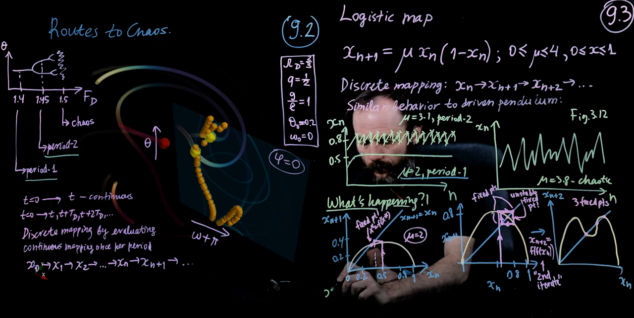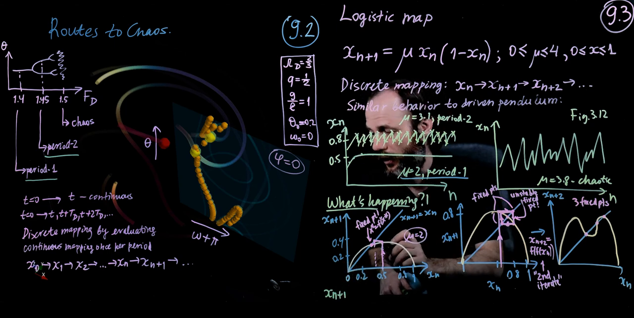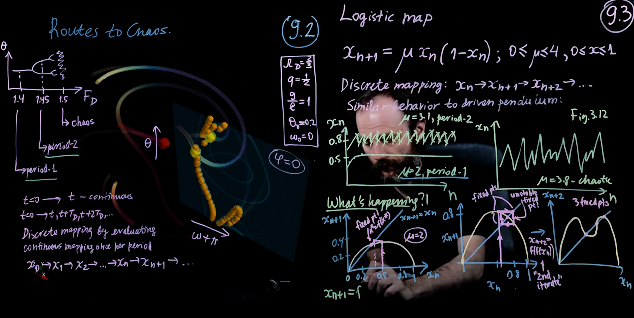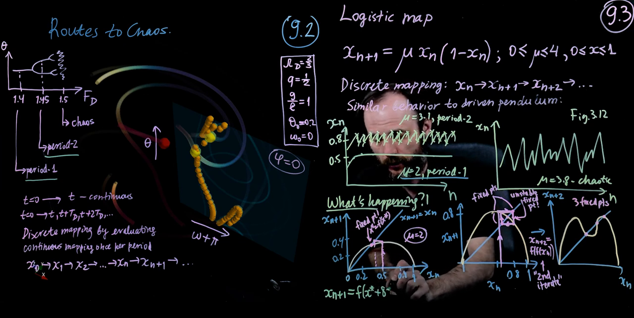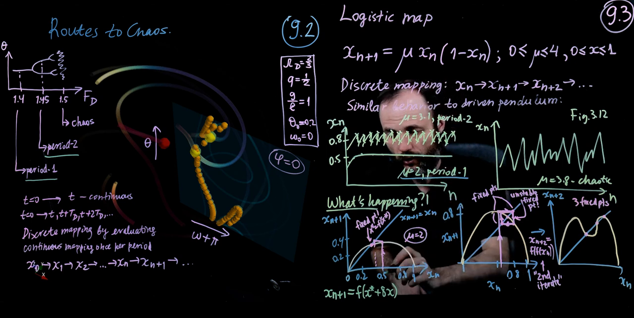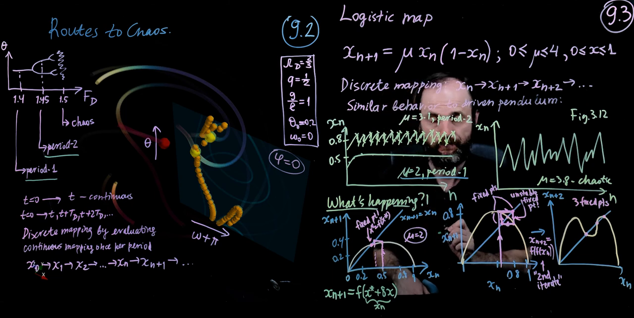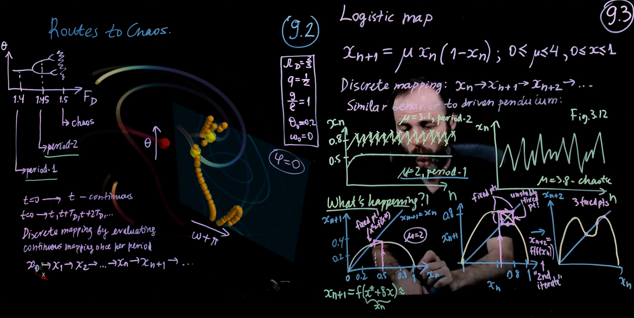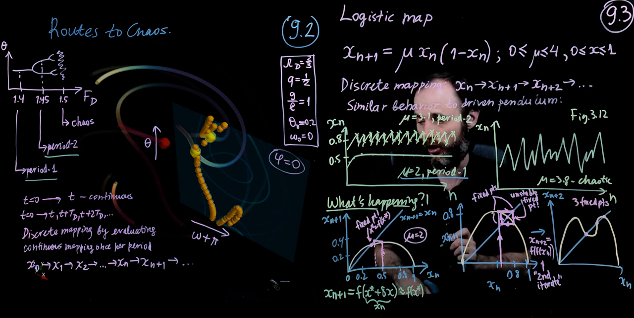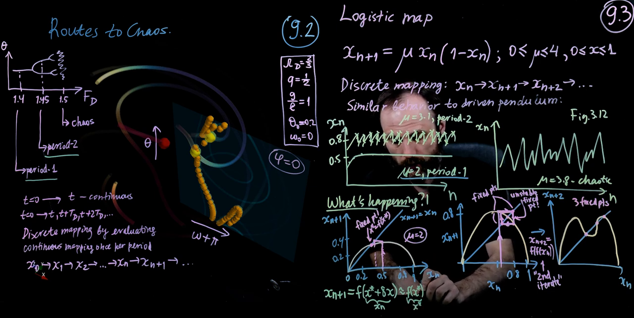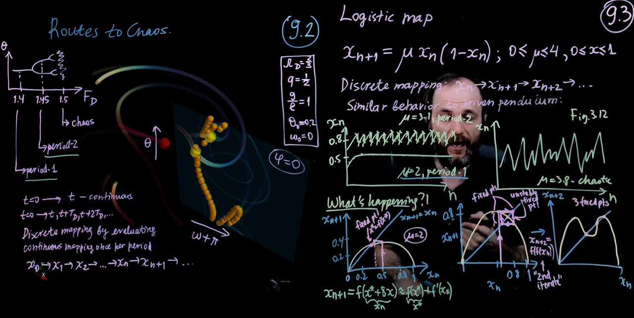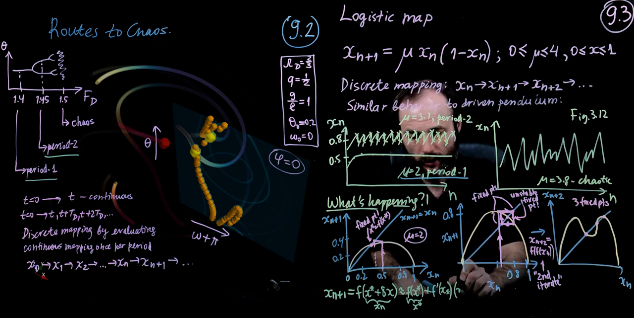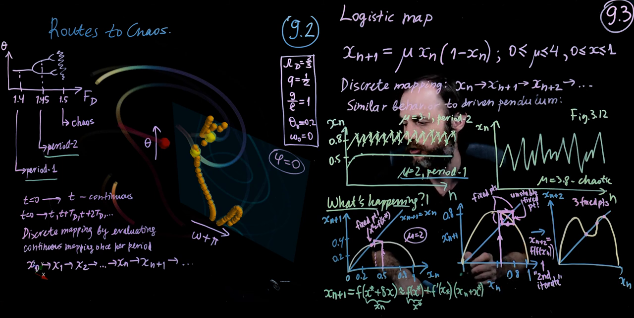that xn plus 1 is equal to f of x star, which will be our fixed point, plus delta x. So that is nothing but xn. And using Taylor expansion, we can approximately write this down as f of x star, which will be just x star because it's a fixed point by the definition of a fixed point, plus f prime at x star times xn minus x star.